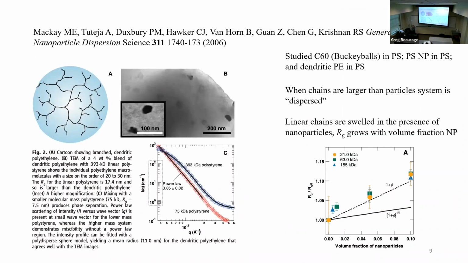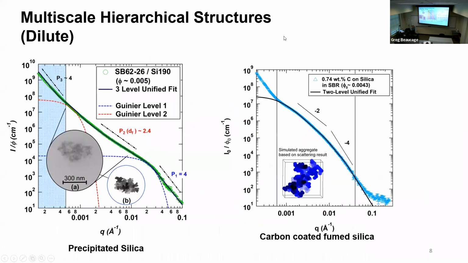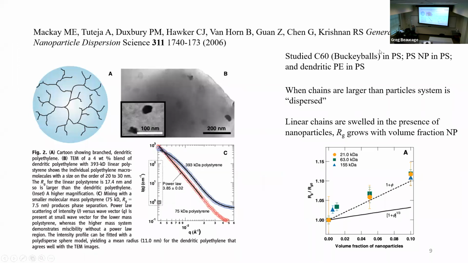Delaware now. But so there's this issue: if the chain is larger than the particle, then it's dispersed. That's this grafted versus matrix. If the matrix is larger than the grafted, it phase separates. If the grafted is larger, so below 1 here, then it's dispersed. McKay's the guy that figured that out by sticking polystyrene chains onto buckyballs, then putting them into polystyrene.